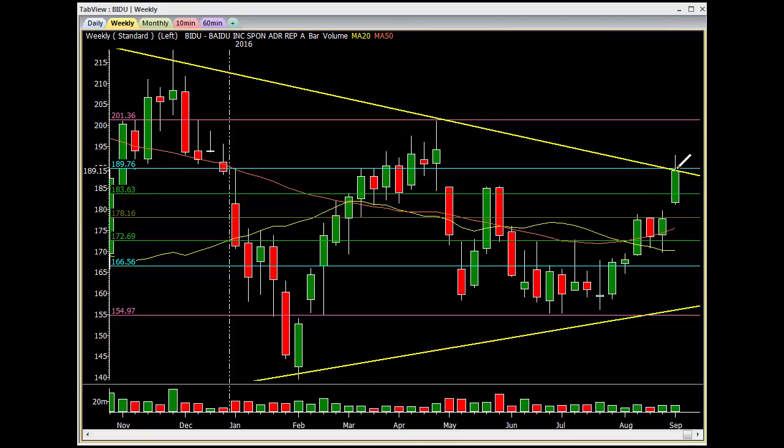So we'll see if it could get above that. If it can on a weekly close, but then we've got to wait for confirmation above this area to see where it closes the following week to see if it confirms. Then we could definitely go to 201.36.